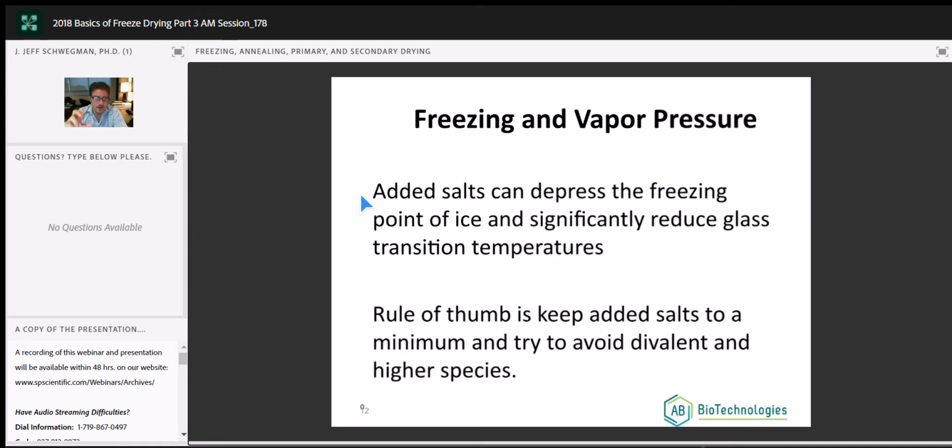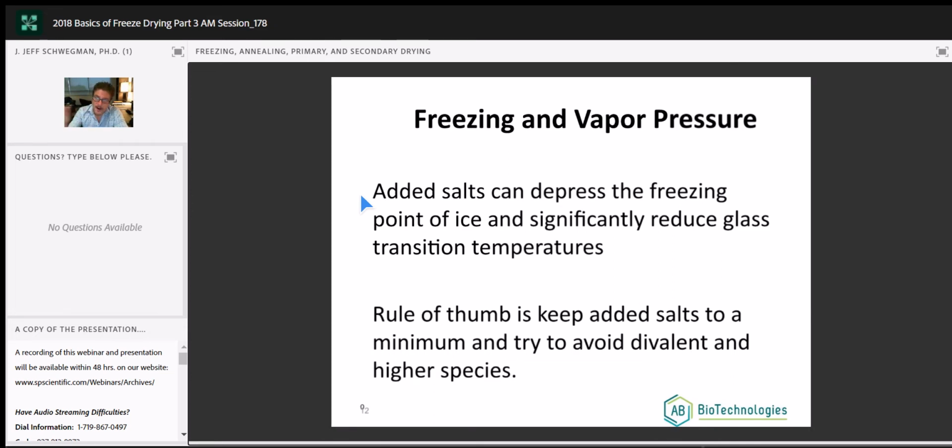So we freeze dry without the poor performing excipients, and then we add them back in, okay? So keep the salts to a minimum, and try to avoid divalent and higher order species. Again, as I mentioned before, the amount and the charge will impact the effect on the glass transition temperature and the freezing point property.